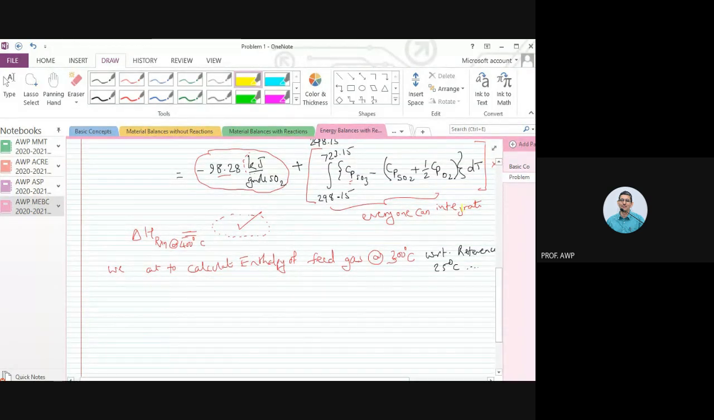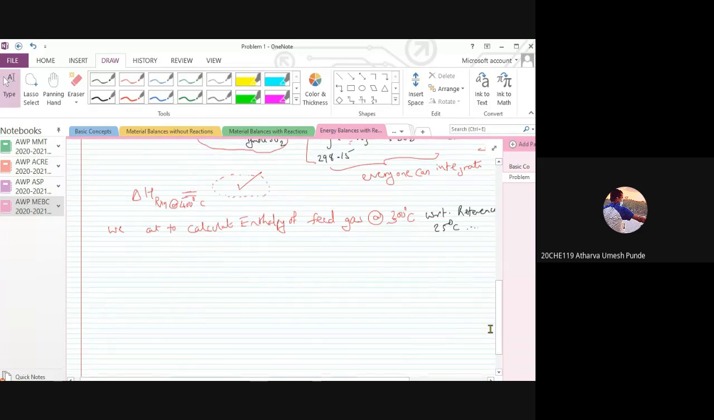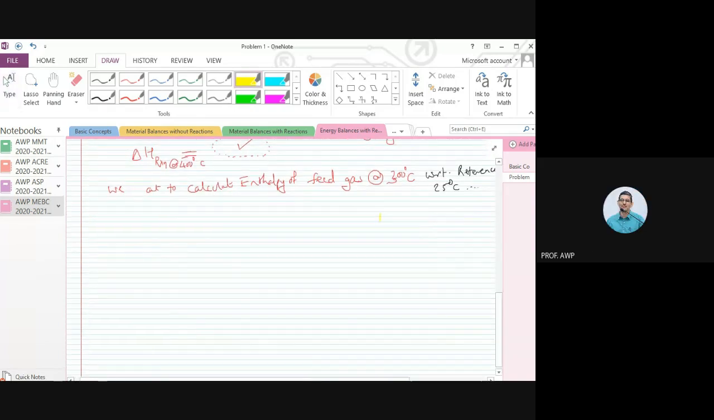All right, Atharva, can we go back to you? Yes, sir. The reference point is 25 degrees, so enthalpy of the feed will be 0, sir. How will it be 0? Feed is not at 25, feed is at 300 degrees centigrade.